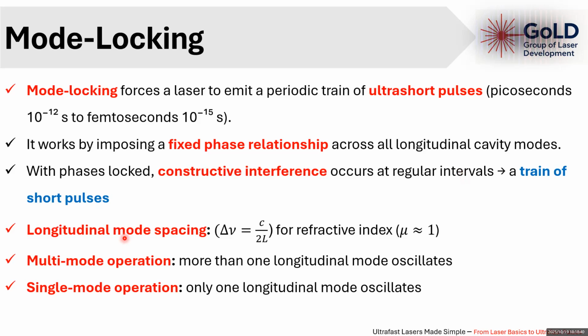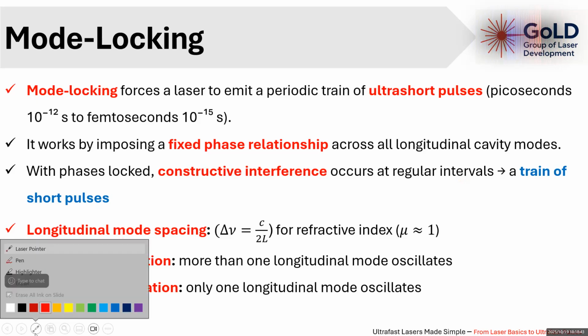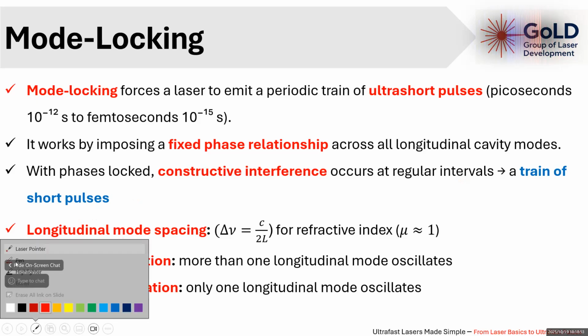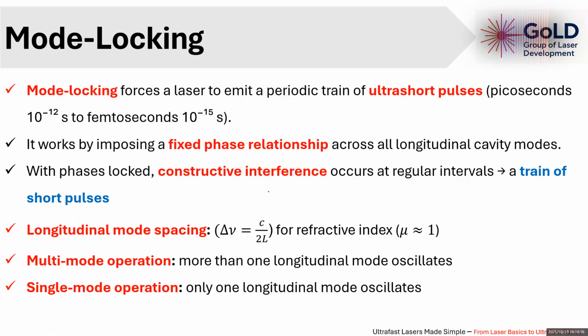And you people already know this relation, the longitudinal modes. So delta nu is equal to C over 2L. L is the length of the cavity, C is the speed of light, and these are adjacent modes. Okay, mode spacing.